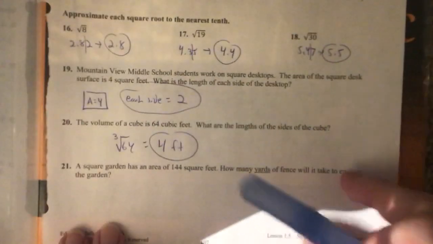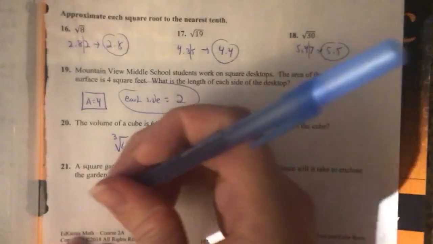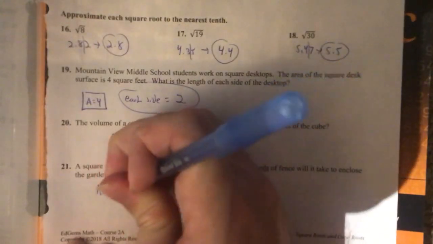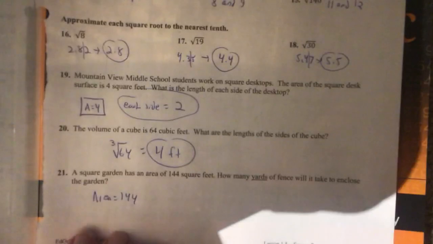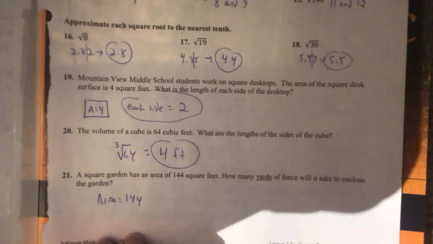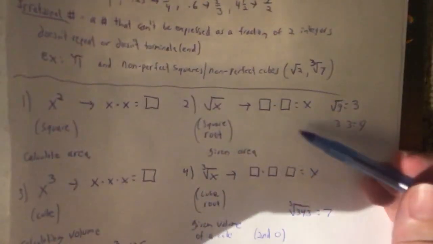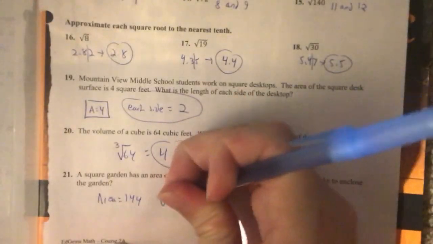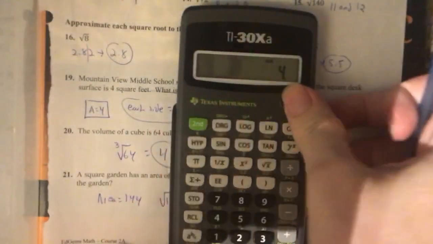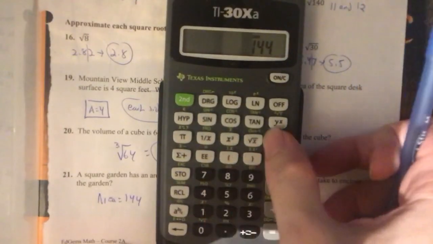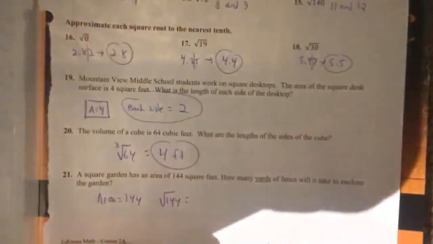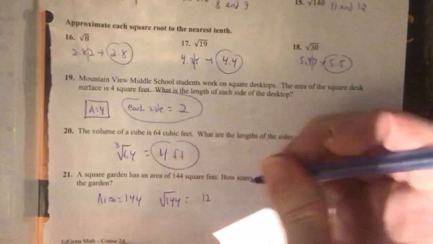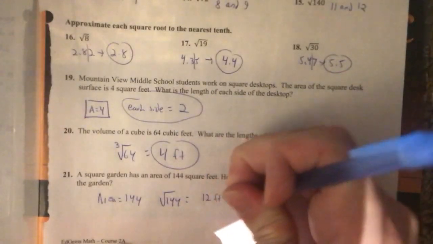And number 21, a square garden has an area of 144. How many yards of fence will it take to enclose the garden? So the first thing I'm going to do is figure out what each side is. So again, this is very similar to number 19. We're going to use case 2. Given the area, find what the side is. So I do square root. Square root of 144. I do that, that's a perfect square. That gives me 12. So 12 feet is each side.